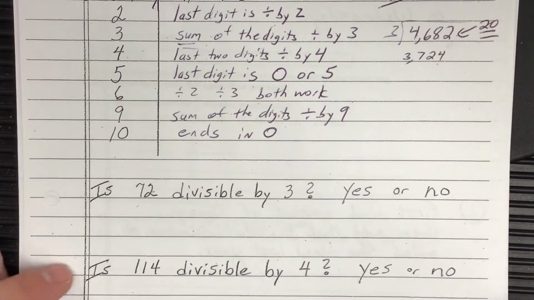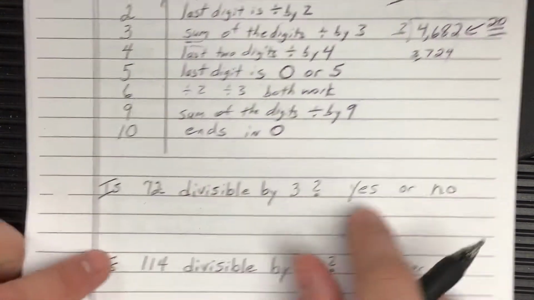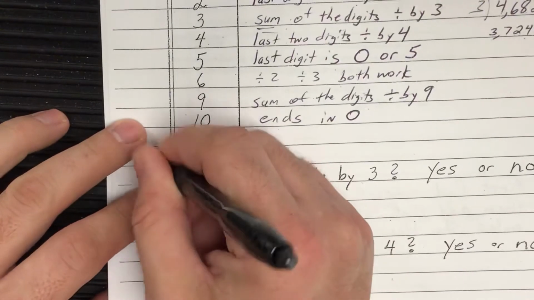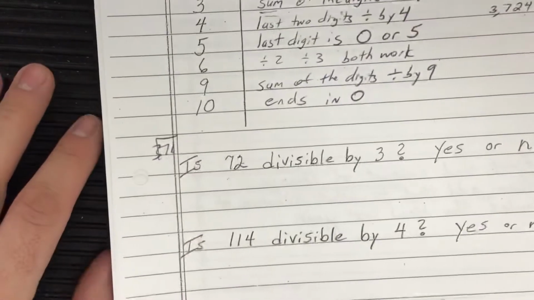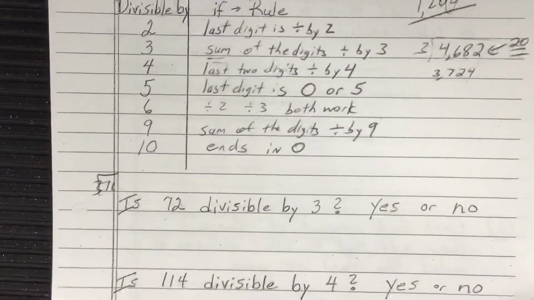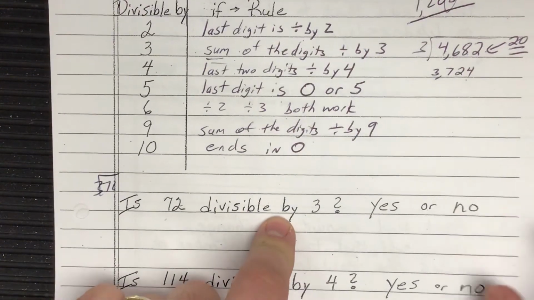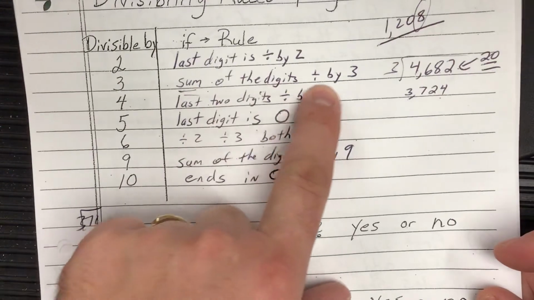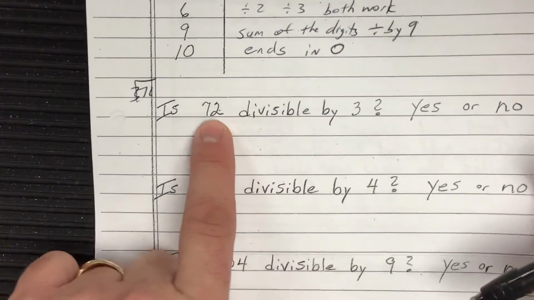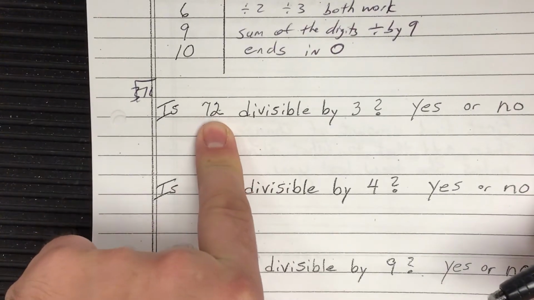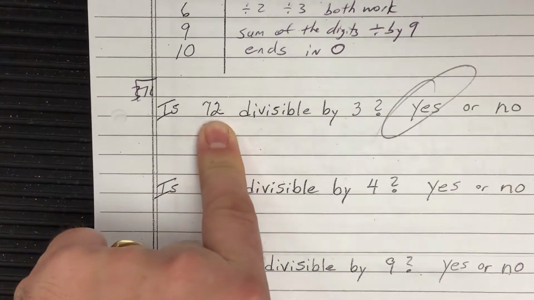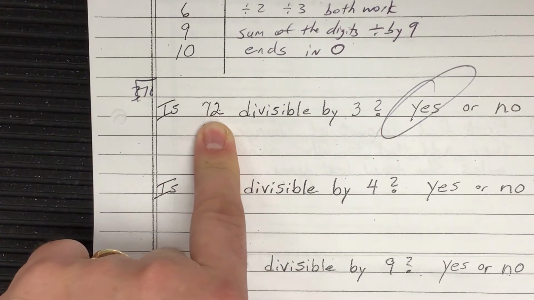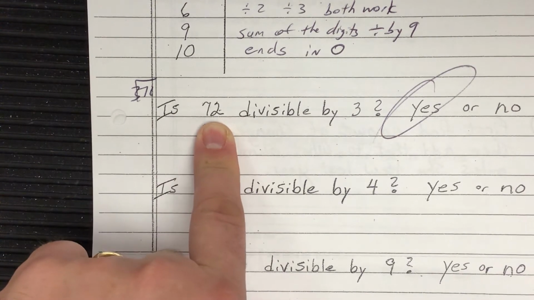All right, so let's look at the first one. Is 72 divisible by 3? Well, we could take 72 divided by 3. But now we have rules to help us with that. How do we know if 3 works? Let's look at the rule. Sum of the digits. So what's 7 plus 2? Does 3 go in there? Yes. That's not asking us for an answer.